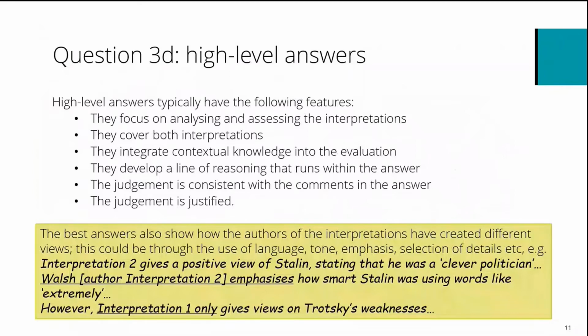And this is just an example on screen here. So for example, in this case, interpretation 2 gives a positive view of Stalin, stating that he was a clever politician. The author of interpretation 2 emphasizes how smart Stalin was, using words like extremely. However, interpretation 1 gives views on Trotsky's weakness. Failure to do this would not stop a student achieving the top level. This is just something that they need to do to get the very top marks in this question.